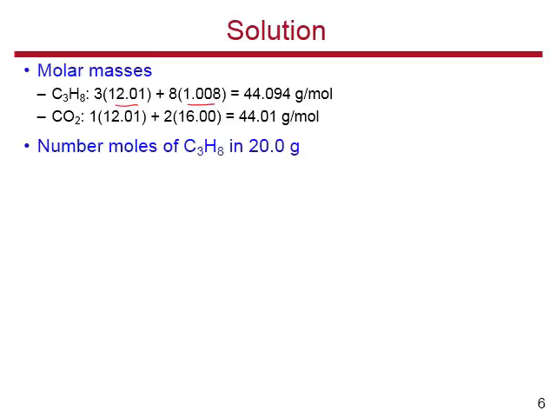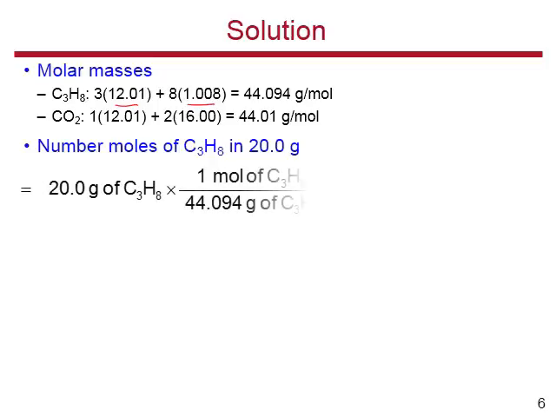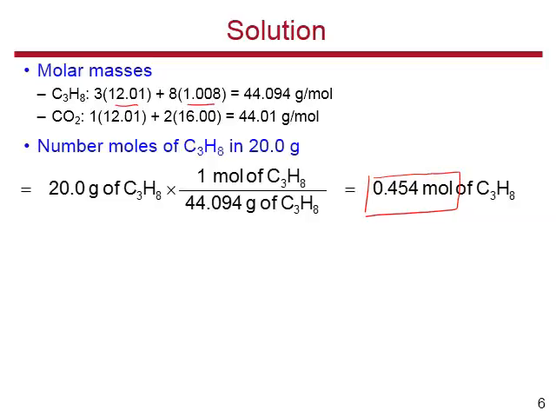Step 2, we need to figure out the number of moles that are present in 20 grams of propane. To do the calculation, you simply have to divide the mass of propane, which is 20, by the molar mass of propane, which is 44.094. If you do the calculations, the number of moles of propane is going to be around 0.454.